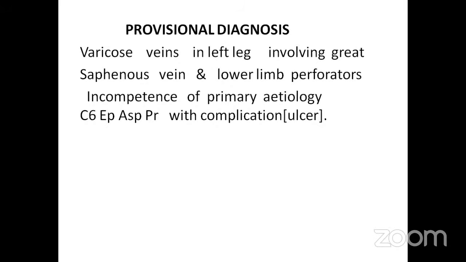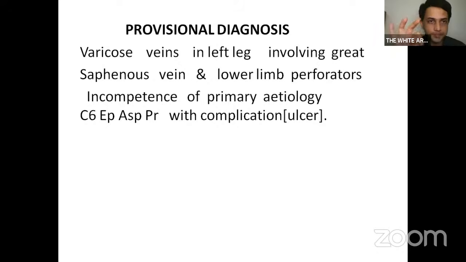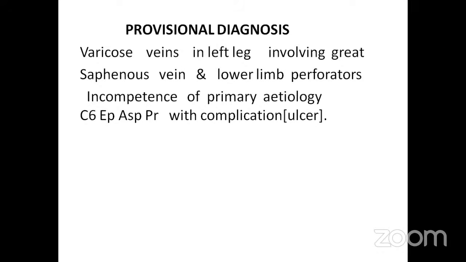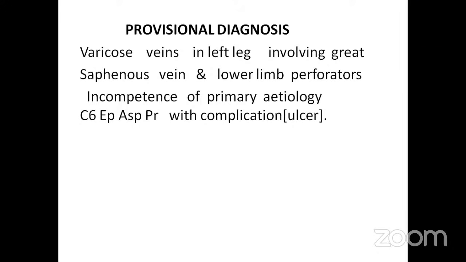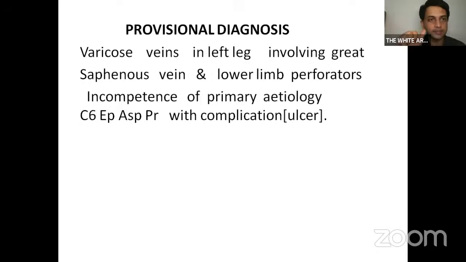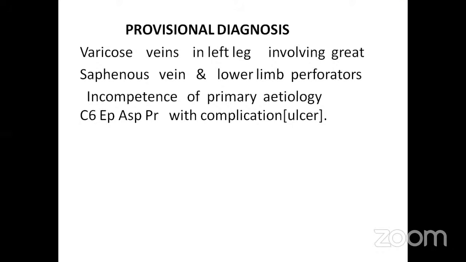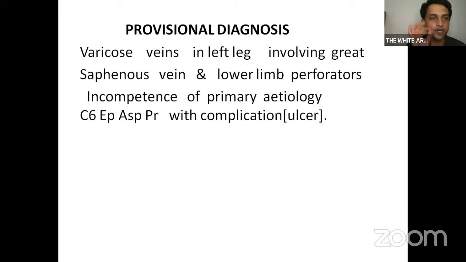Yes, sir. Then if SFJ or saphenopopliteal is involved. Very good. Then if any perforator incompetence is there. Then the clinical sign. And then complication, if any complication is there or not. Then the sixth point is etiology, primary or secondary. So these 6 points should be there. It's a complete diagnosis. Clear? Very nicely written. Very good.